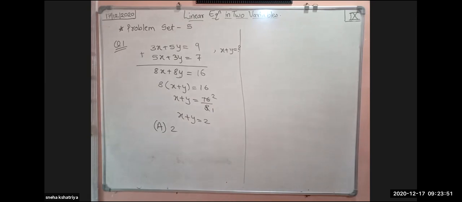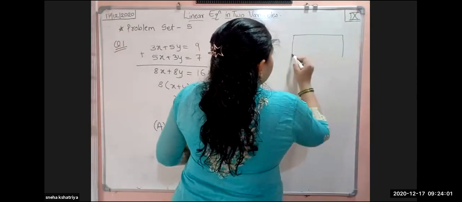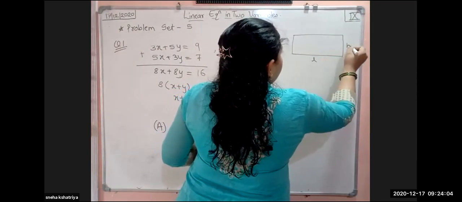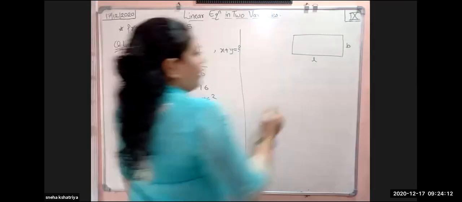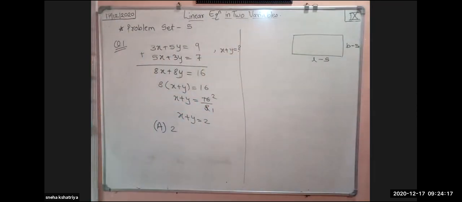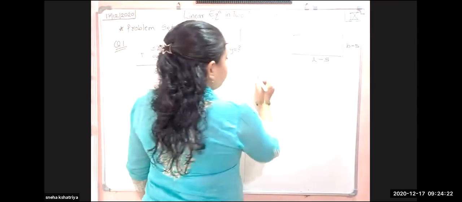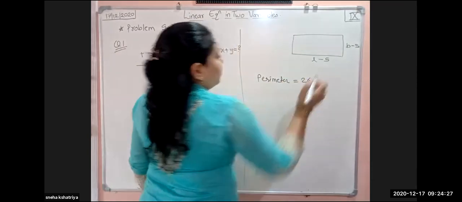Okay, we will see the second example. When 5 is subtracted from the length and breadth of the rectangle. See here, they have considered a rectangle. This is the length, this is the breadth. So what they are saying is 5 is subtracted from the length and breadth of the rectangle. We have to subtract 5 from the length and subtract 5 from the breadth. Then the perimeter becomes 26.